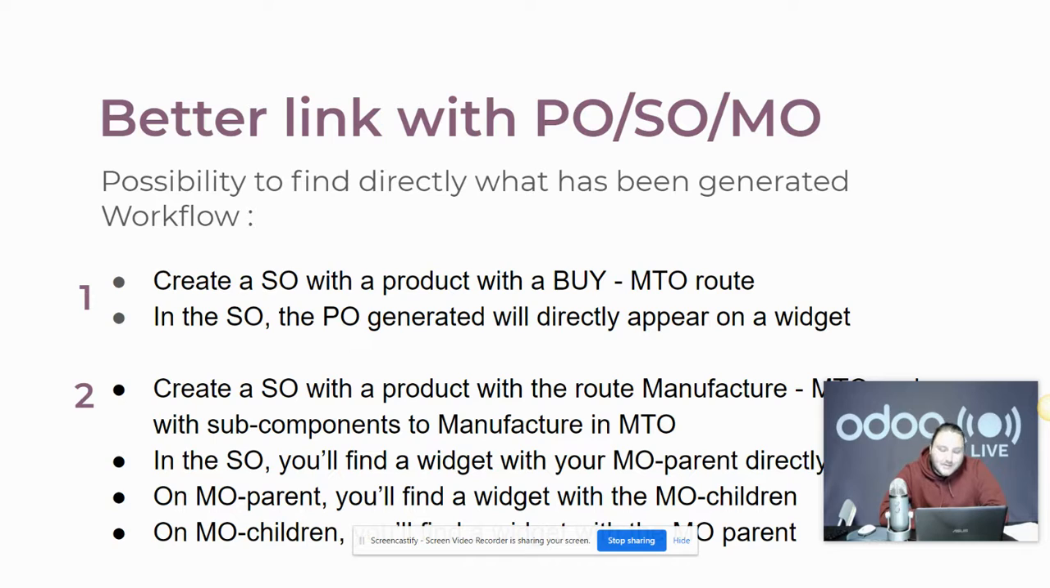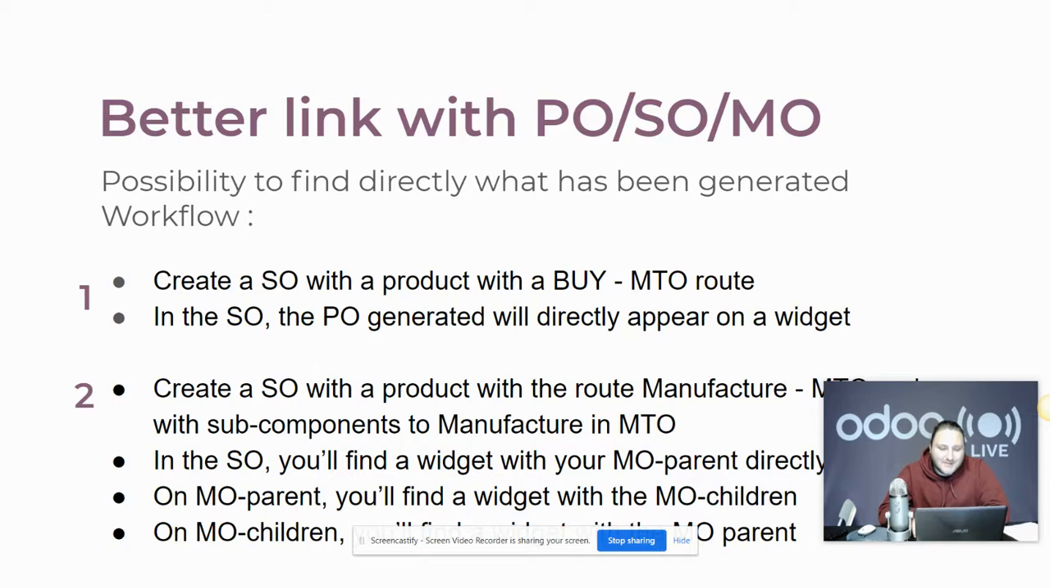We have here one interesting feature that I think you might like. It's a better link between the purchase order, manufacturing order, and sales order when you're using the make-to-order route. This will provide you a direct link to the different records generated. So when you create a sales order, for example, with a product that has a route with buy and make to order, on the sales order you will be able to find the linked purchase order directly. It will be the same for the manufacturing order, and with different manufacturing orders with different subcomponents and so on.